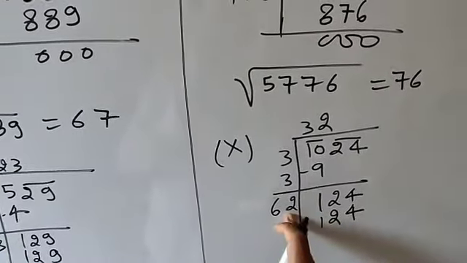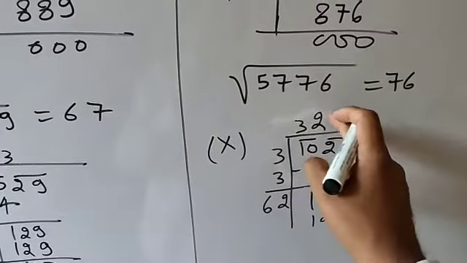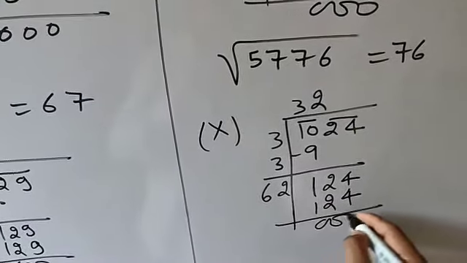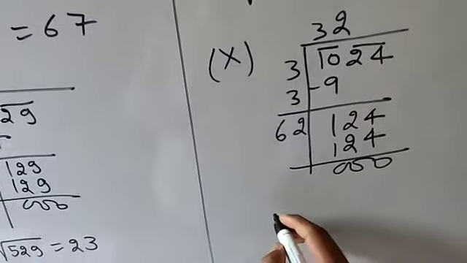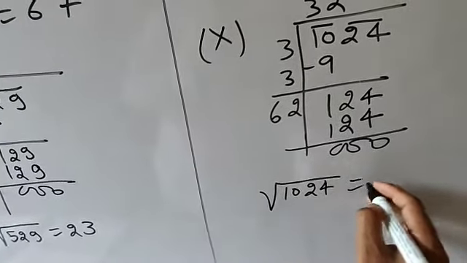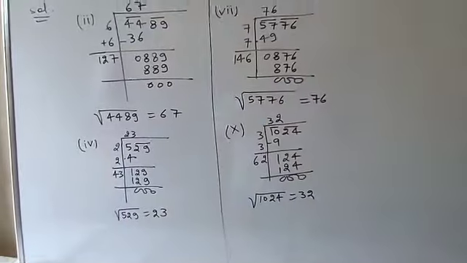Whatever number you keep here, by the same number it will be multiplied. So the number that will be kept here will be kept here as well. So here it is 0, 0, 0. So here you can write square root of 1024 equal to 32. So it is the 10th part of the question.